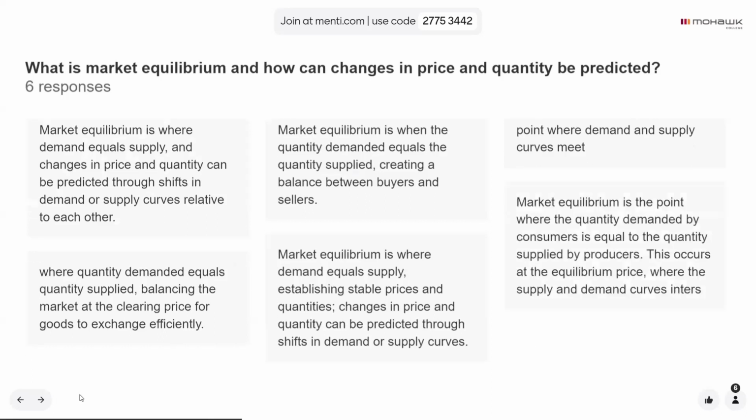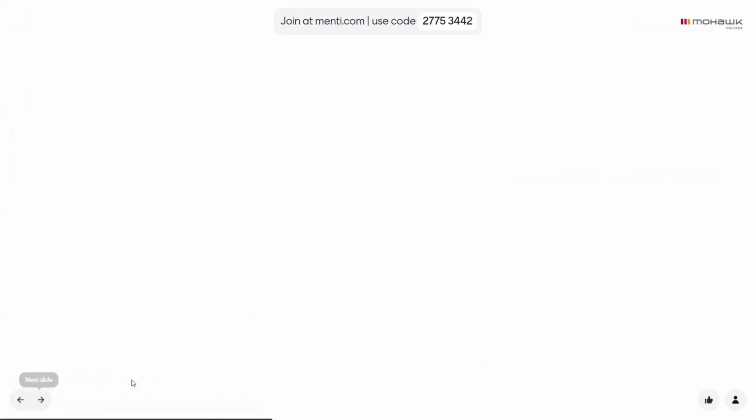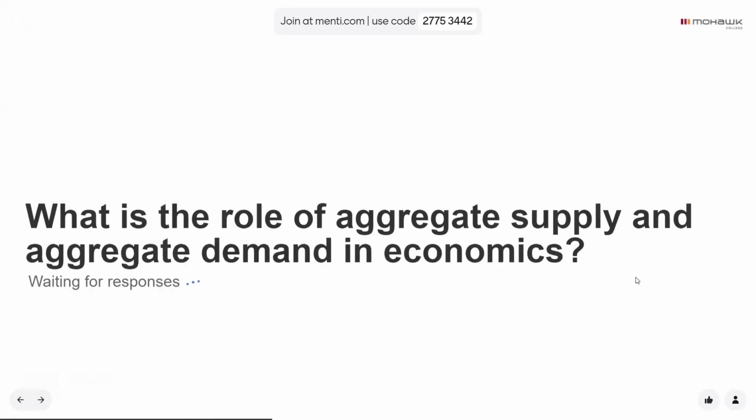Yes. Market equilibrium is a point where the quantity demanded by consumers is equal to the quantity supplied by producers. This occurs at the equilibrium price where supply and demand curves intersect. Yes. What is the role of aggregate supply and aggregate demand in economics?